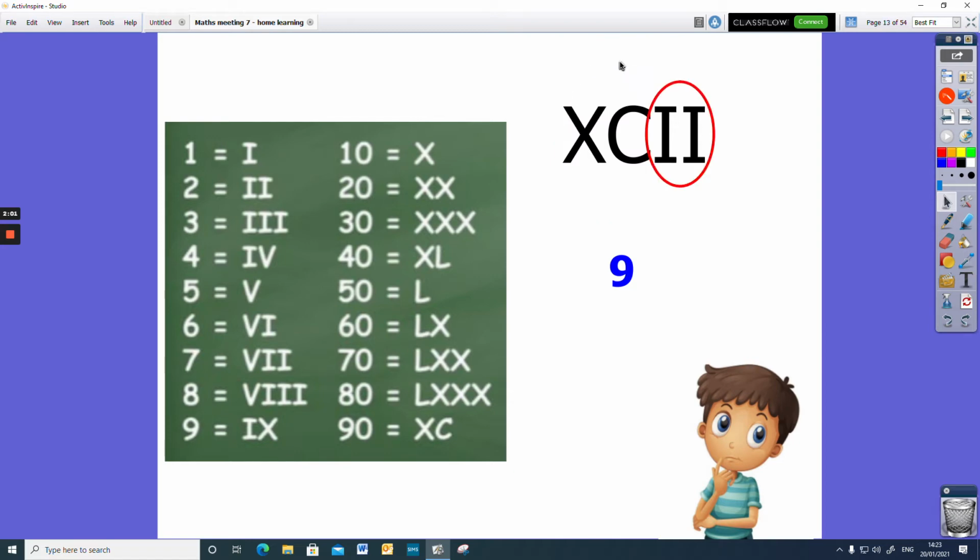Okay, let's have a look at our ones now. That's nice and easy. II, which means we've got 1 plus 1. Our answer is 92. XCII is 92. Well done if you got that one.